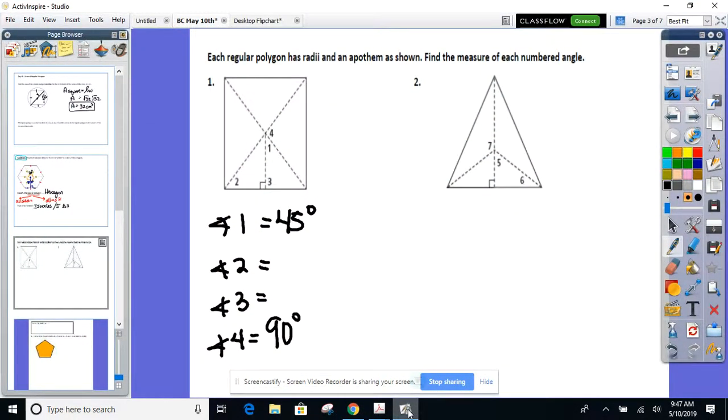What's angle 3? 90. And then how about angle 2? 45, because it was a 45, 45, 90. Okay, 4, 5, 6, and 7 over here. Now it's a triangle. Equilateral triangle. 5, 6, and 7 now.